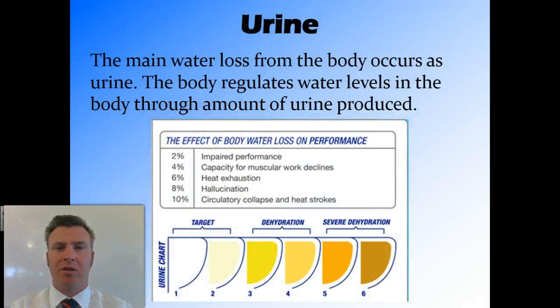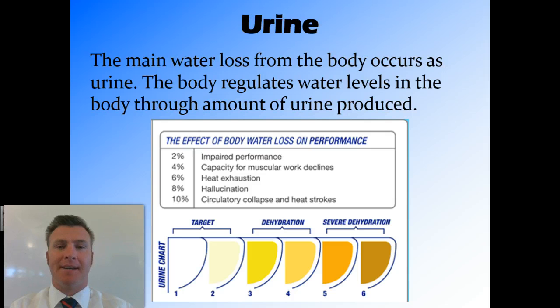The main way that water is lost from the body is through the production of urine. Some is also lost through sweating, and some is lost when we breathe out. The air is moist, which loses a little bit of water too, but the vast majority of it comes out through urine. And this is how the body regulates the amount of water in it.